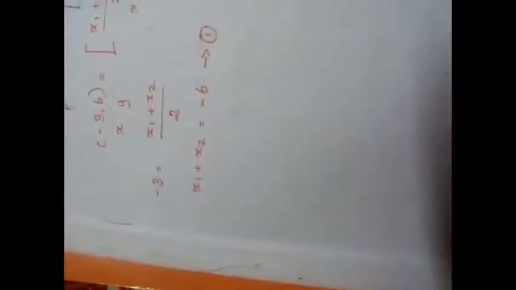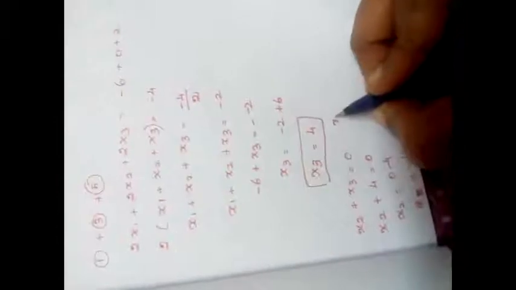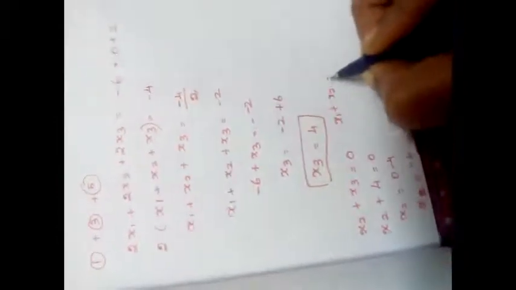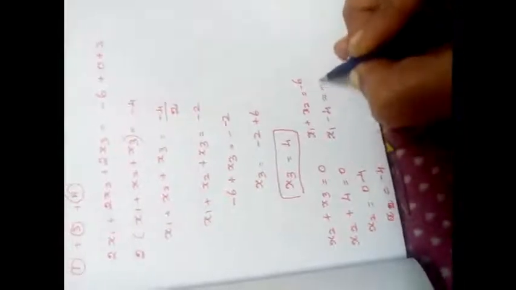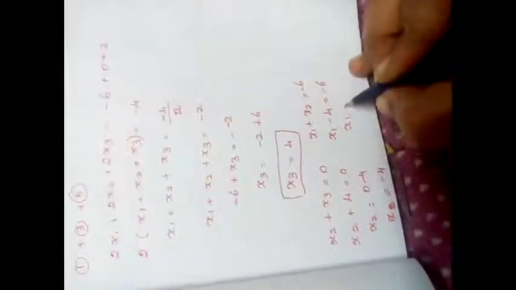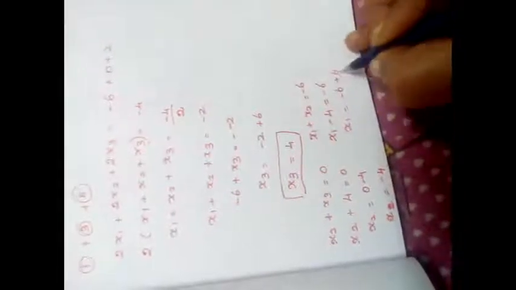Okay, now similarly, to find the x1 value we can choose this equation. x1 plus x2 is equal to minus 6. We don't know the x1 value, but we know the x2 value. What's the value of x2? Minus 4. So x1 minus 4 is equal to minus 6. x1 is equal to minus 6 plus 4. x1 is equal to minus 2. Okay, we have found all the x1, x2, x3 values. Similarly we need to find the y1, y2, y3 values.